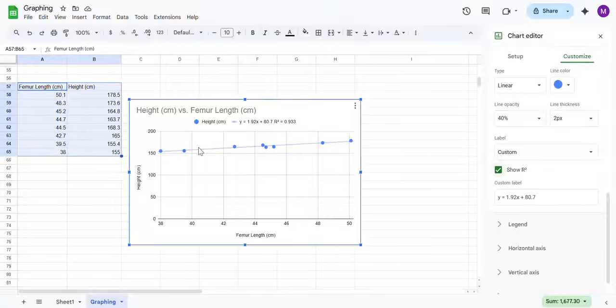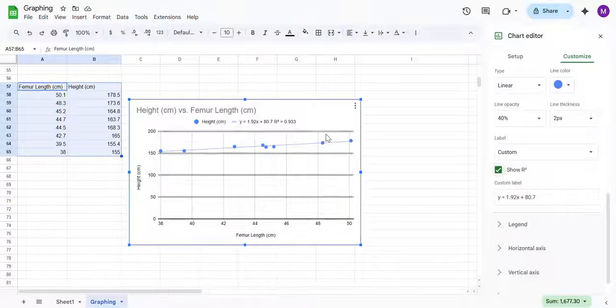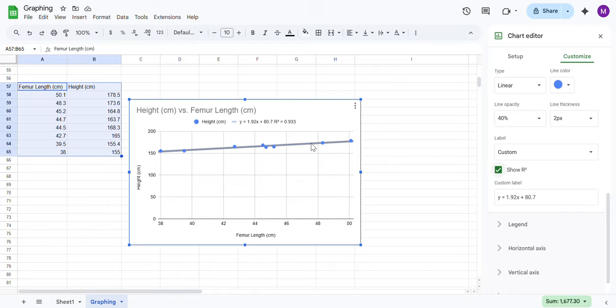A lot of the data points fall very closely on it. If there were more outliers, the R squared value would be lower, and so it would be less accurate, okay? So that's how you input a line of best fit, and that's how you use a line of best fit to estimate other data points.